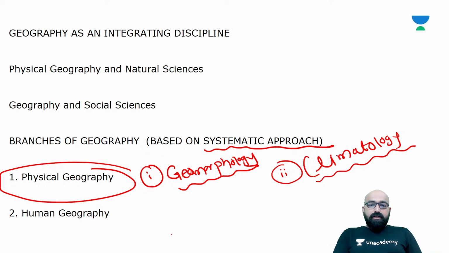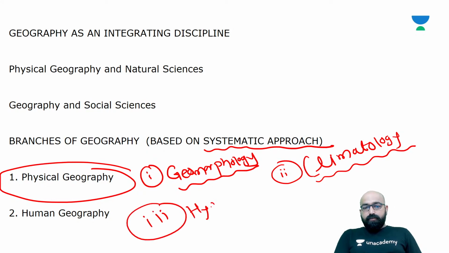Then hydrology, which studies the realm of water over the surface of the earth, including oceans, lakes, rivers, and other water bodies, and its effect on different life forms, including human life and their activities.